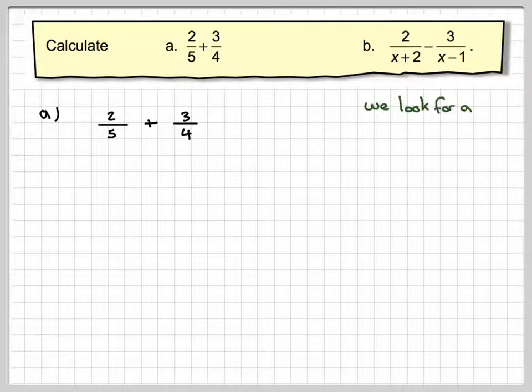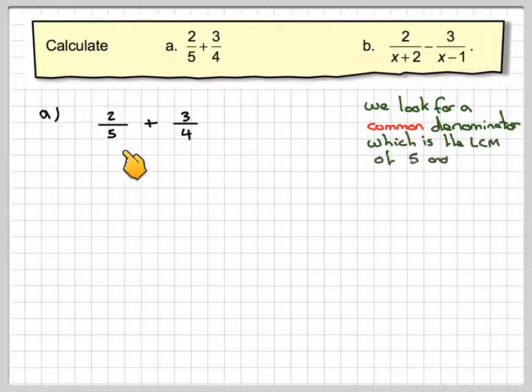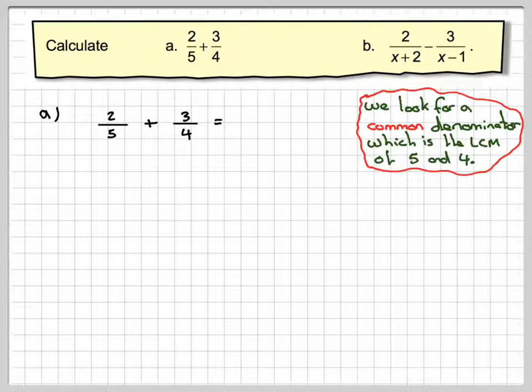Now normally we look for what's known as the lowest common denominator, which is usually the LCM, the lowest common multiple of 5 and 4, which is 20. So we'll put our fractions out of 20. Put the plus sign in between. We write down the numerator 2.